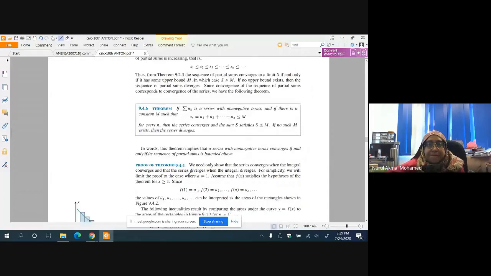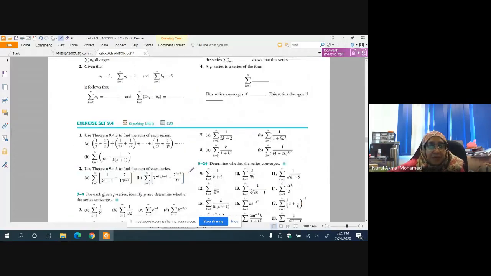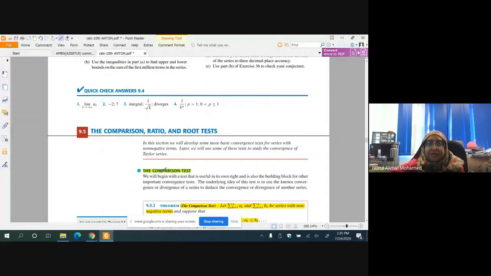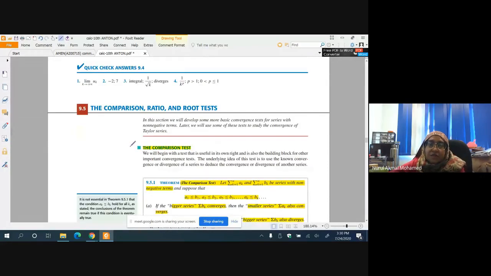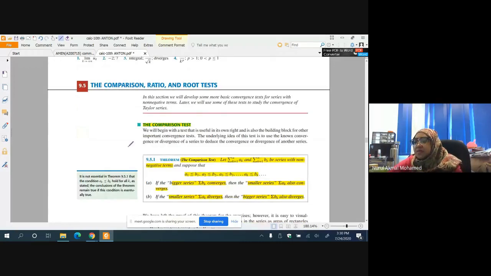And then you also have comparison, ratio, and root tests. So you have a lot of tests. You have learned about the divergence test, the integral test, and the test for the P series. Now we go to the comparison test. I think let's take a 5 minute break before that. If you have any questions, let me know.